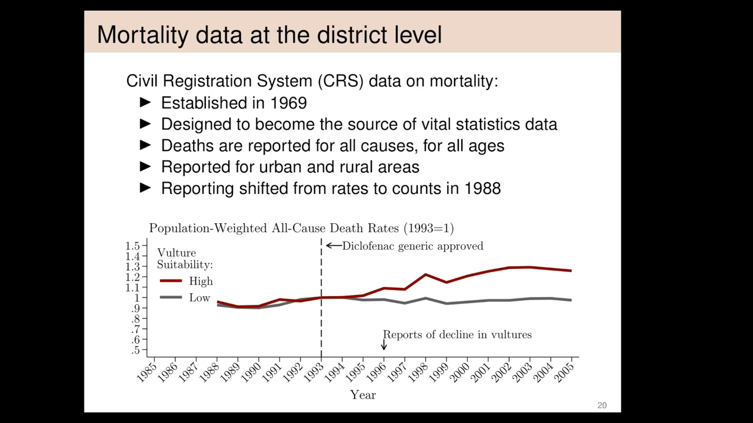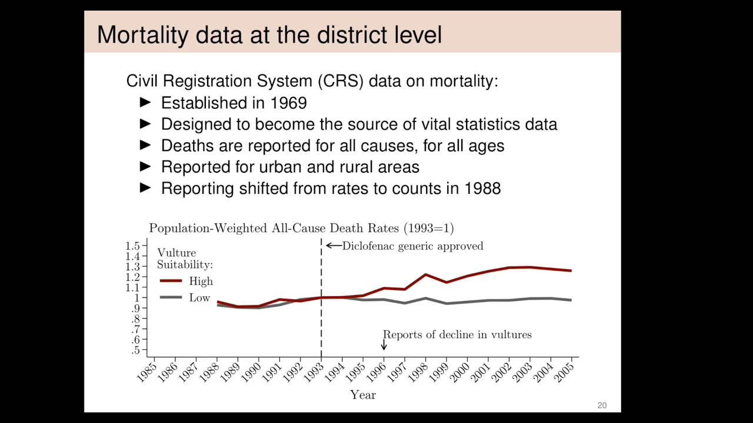And our key outcome is going to use mortality data at the district level as reported by the civil registration system. Now, I don't want to go into too many details because there are essentially two systems that try to track mortality in India. The civil registration system is the best one to get anything below a sub-national level. And it's designed to act as, or develop to become, the source of vital statistics data. However, there are well-known problems with underreporting in that system.